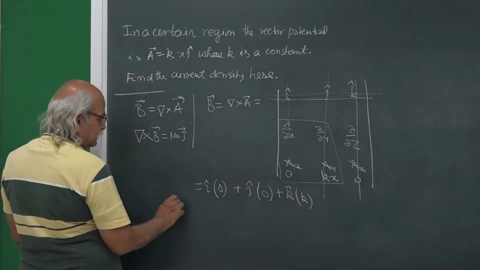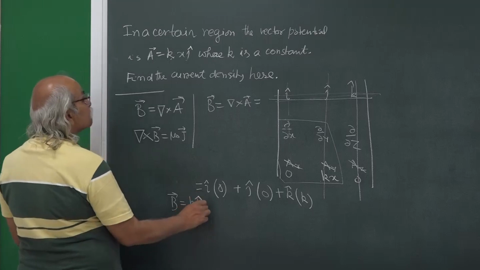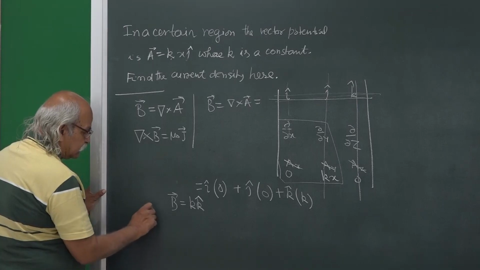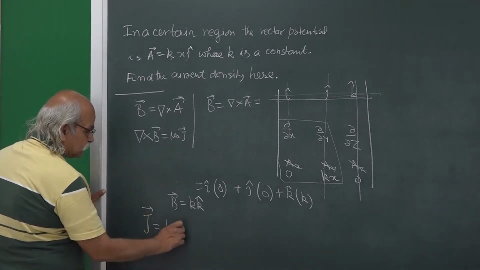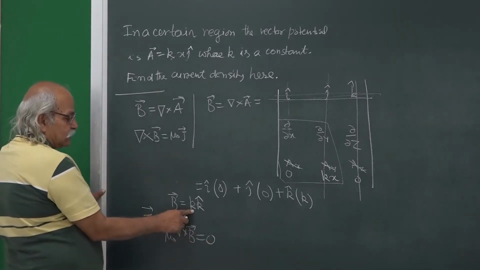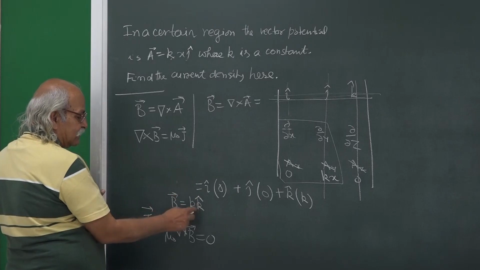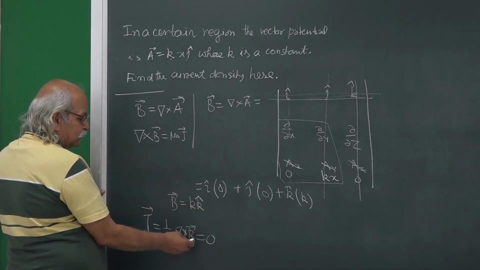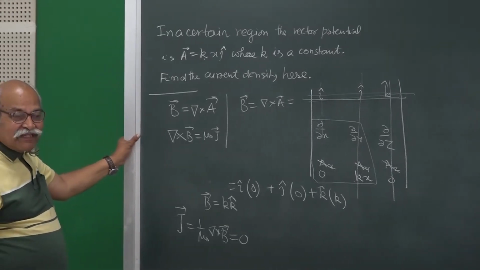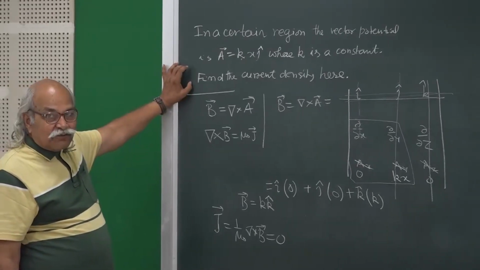So, you have B is equal to k times k cap, and hence the current density J, which is 1 by mu naught times curl of B, is 0. This is constant. So, the magnitude is constant, the direction is constant, k cap, nothing is changing here. So, it is a constant magnetic field, and therefore, the curl of a constant magnetic field has to be 0, curl, divergence, everything has to be 0, no differentiation because it is constant. So, the current density is 0.